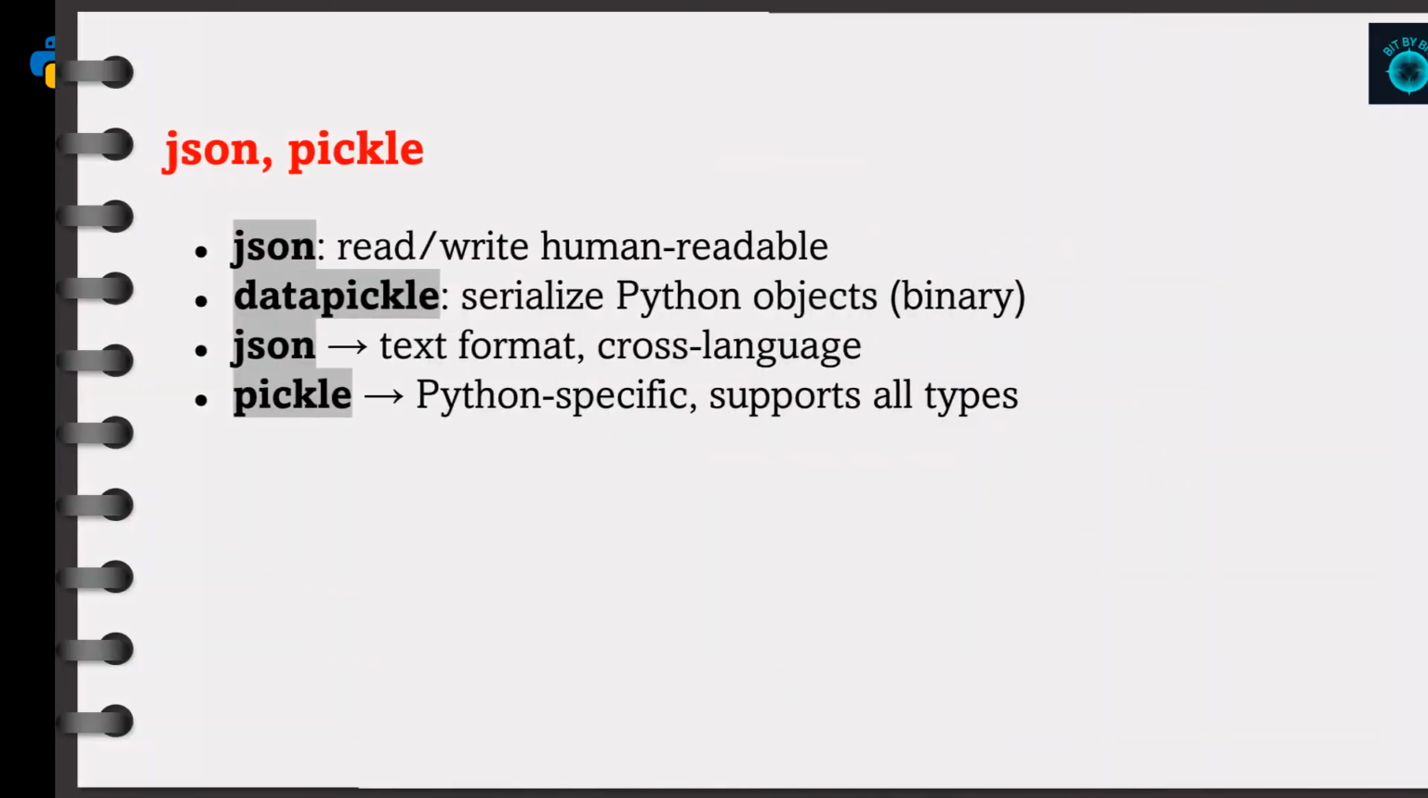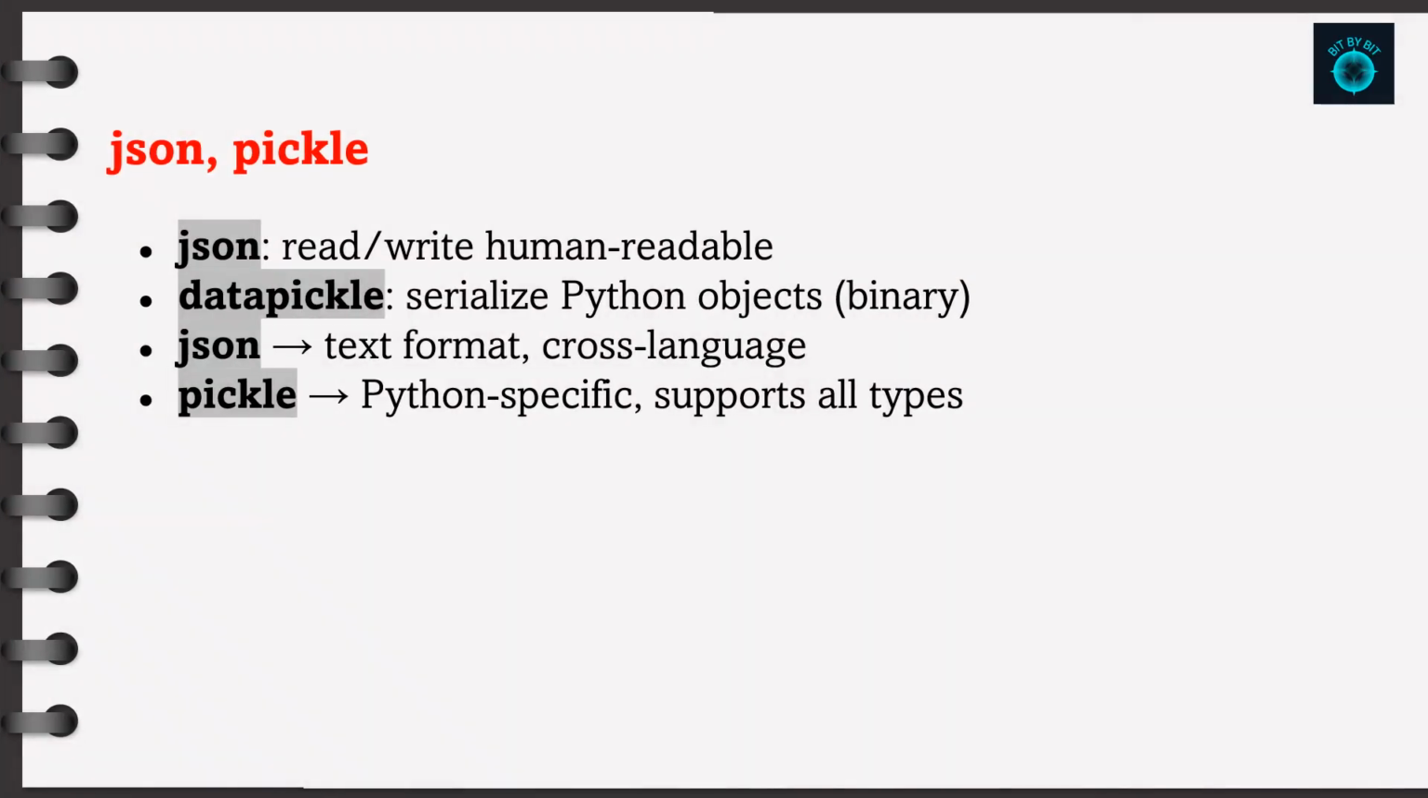shutil.rmtree. JSON, pickle. The JSON and pickle modules are used for data serialization, which means saving Python objects to a file or sending them over a network. The JSON module works with text-based, human-readable data and is widely supported across languages. On the other hand, pickle saves data in binary format and supports any Python object, but it's Python-specific. Use JSON when you need portability, and pickle when you need to save complex Python objects like classes or functions. Let's see an example of how to use both.